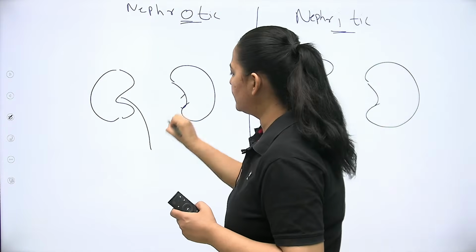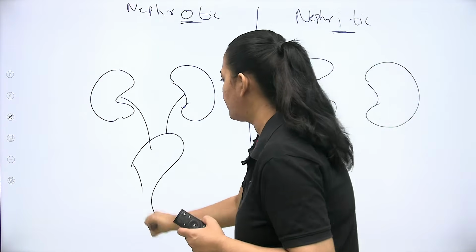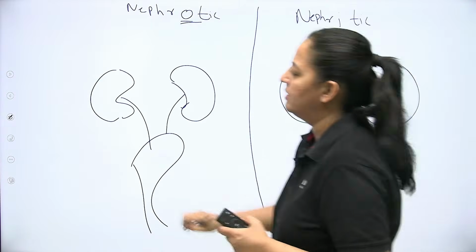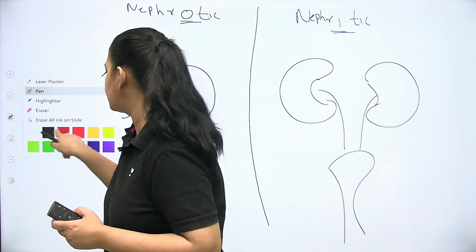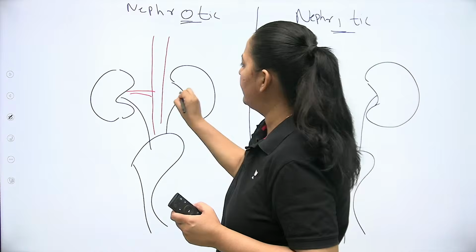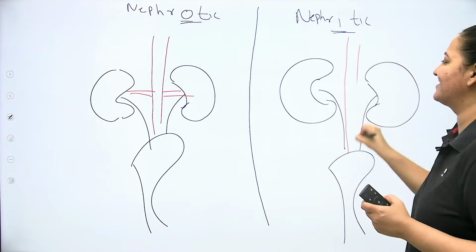These are the ureters. This is the urinary bladder and urethra. Here also we have ureters, the urinary bladder, and the urethra. So I want to explain something to you, that's why I'm doing so much drawing. This is the aorta. This is the renal artery. This is the aorta. This is the renal artery.